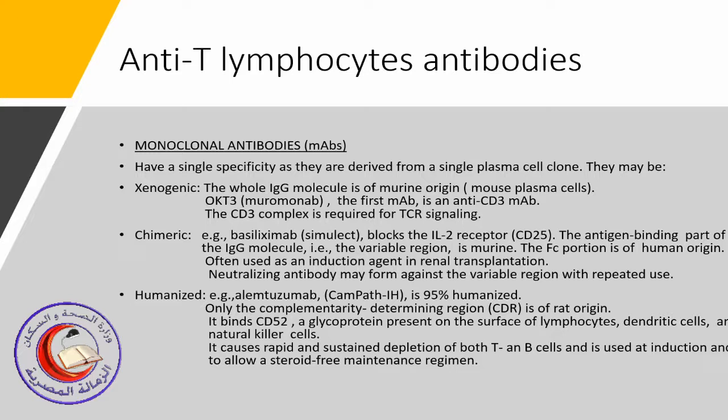The third type of monoclonal antibody is the fully humanized antibody, almost. An example is alemtuzumab, trade name Campath-1H. This is almost completely humanized. Only a very small region is of rat origin. It binds CD52, a glycoprotein present on the surface of lymphocytes, dendritic cells, and natural killer cells, and by preventing its function, it leads to rapid and sustained depletion of both T and B cells. It is used at induction and to allow a steroid-free maintenance regimen.